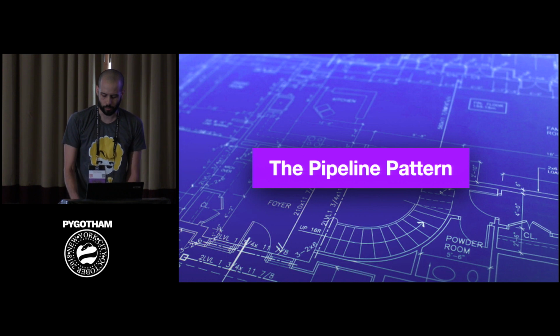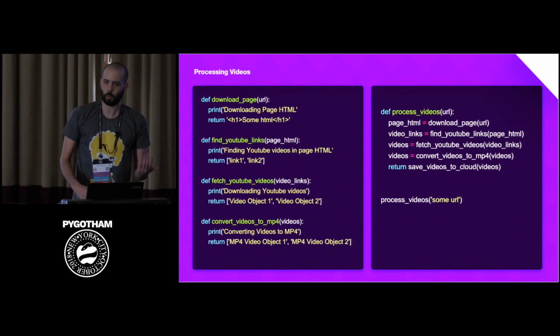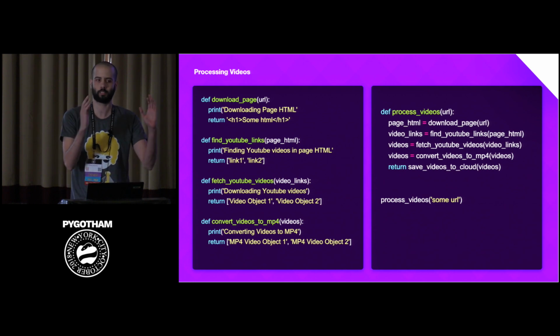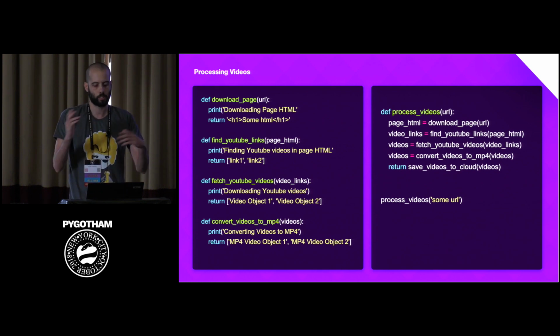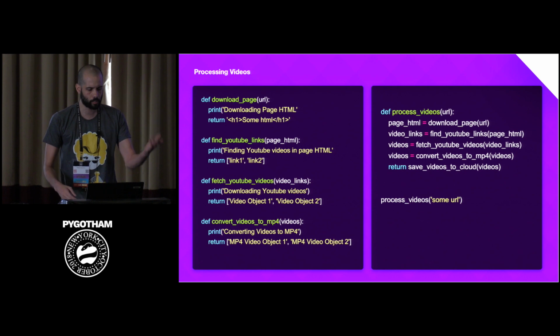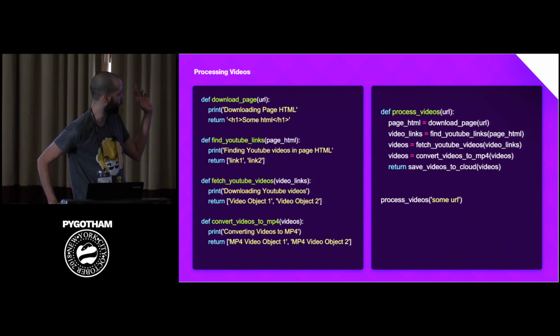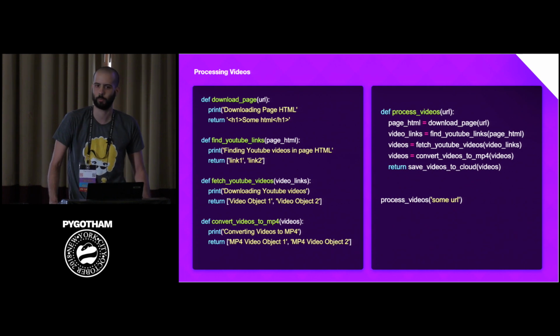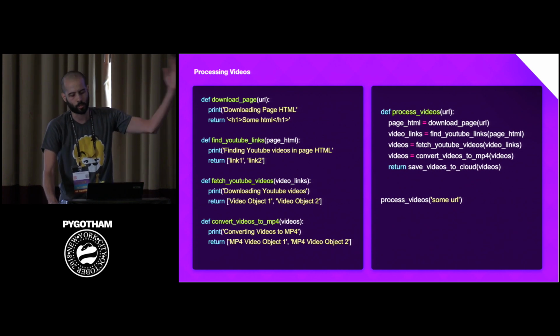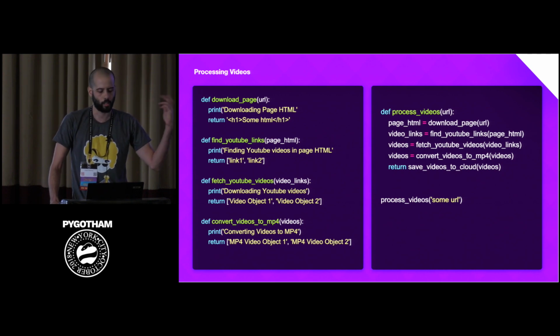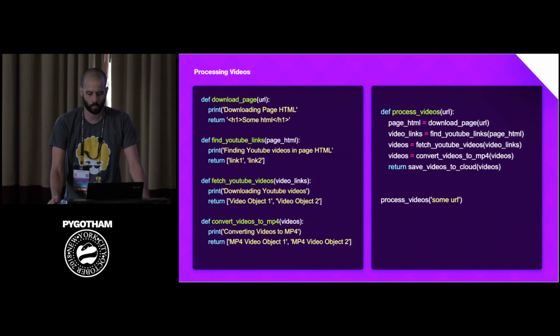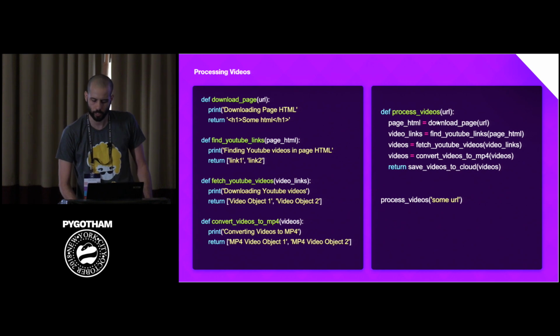Now moving on to the pipeline pattern. The pipeline pattern is useful when you have a sequence of steps you want to run, and each step takes the response from the previous step to do something. In this example, it has no actual code. It's just a few functions with print statements. It's supposed to download a page, find YouTube links in it, and fetch those YouTube videos and store them somewhere. You can see the process function, which pretty much just runs the function and passes on the response from that function to the next one.